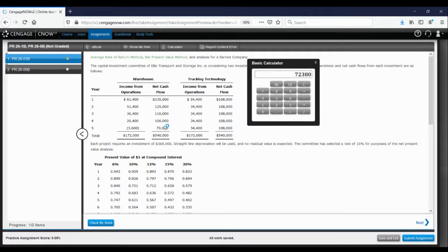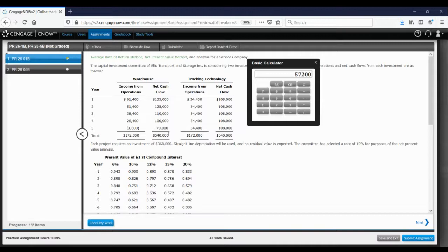So on the fourth year, we have cash flows that we are expecting from the warehouse at 100,000. So I'm going to take 100,000 and I'm going to multiply this by the fourth year's table value amount at 15%, which is 0.572. So I'm going to multiply this by 0.572, and that will give you 57,200. That is the present value of 100,000.